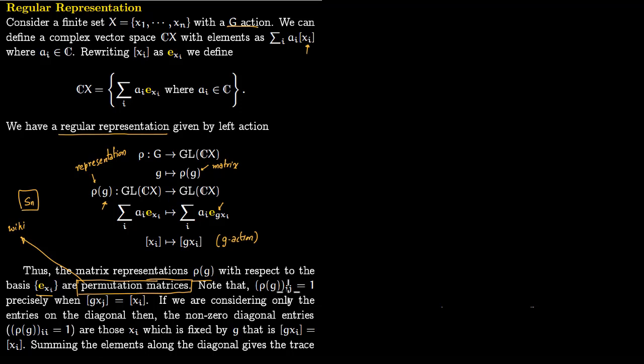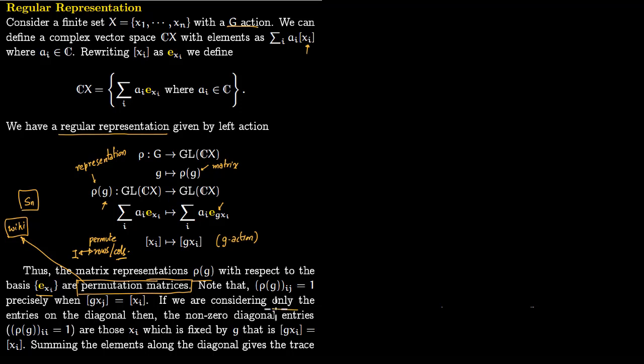So notice that this rho G ij is equal to 1 precisely when G acts on xj and sends it to xi. So again, we are thinking in terms of permutation matrices. If you know permutation matrices, you know exactly what we are doing here. You are just taking the identity matrix and interchanging its rows or columns so that you can send one basis to another basis. So you permute rows or columns of the identity matrix. Again, it's important to see what permutation matrices are on Wikipedia, because it actually shows you this permutation of rows and columns of the identity matrix.